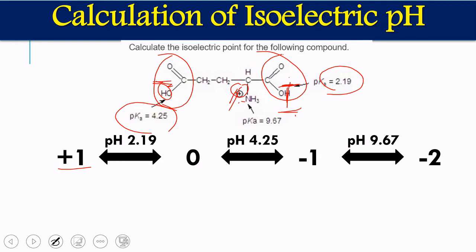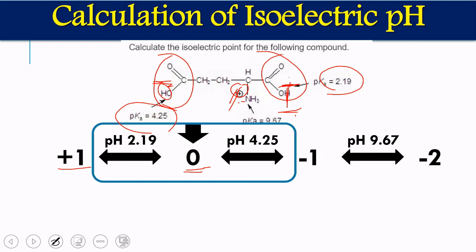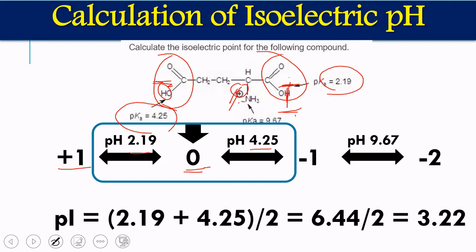Now if we see this structure according to our zwitterion definition, a zwitterion does not have overall charge, and this is the zwitterion type of structure which does not have overall charge. So this zwitterion exists between the pH of 2.19 and the pH of 4.25. In that case, we take the average of these two pH, 2.19 and 4.25. Ultimately we get 3.22, and that is the isoelectric pH of this amino acid.